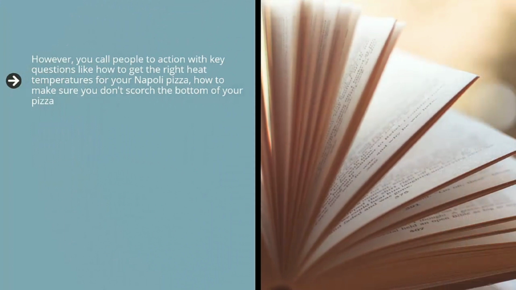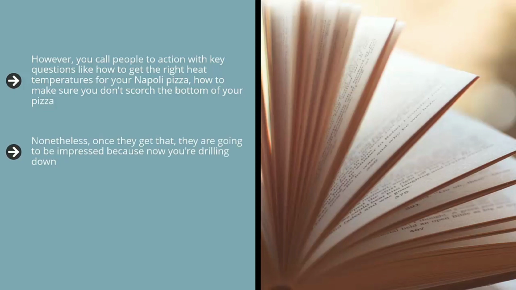However, you call people to action with key questions like how to get the right heat temperatures for your Napoli pizza, how to make sure you don't scorch the bottom of your pizza. In other words, you start with general information that clues people in. That's what they are looking for. Nonetheless, once they get that, they're going to be impressed because now you're drilling down. They know that once they start making their own Napoli pizza, there will be issues that would come up.